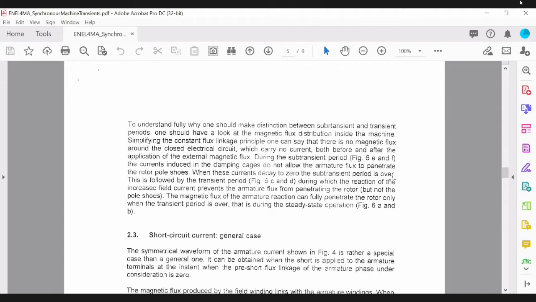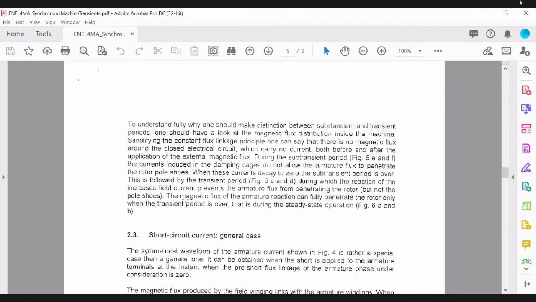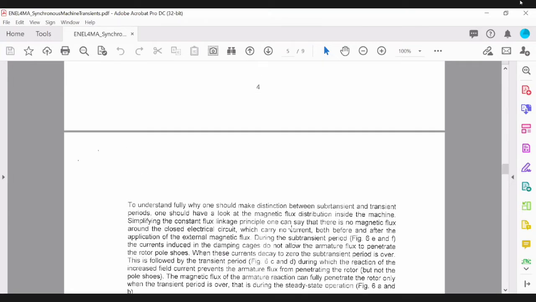Okay, and during the transient period, you'll find that the reaction of the increased field current prevents the armature flux from penetrating the rotor, but not the rotor pole shoes. So the magnetic flux of the armature reaction can fully penetrate the rotor only when the transient period is over, and that's during the steady state operation.